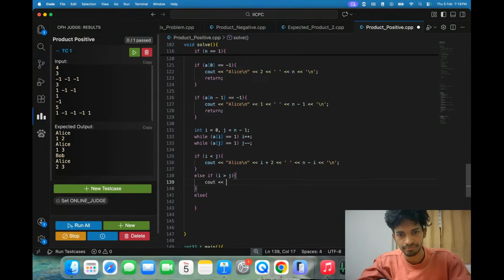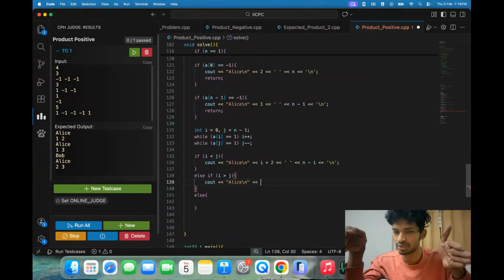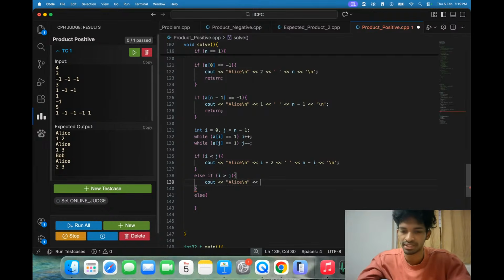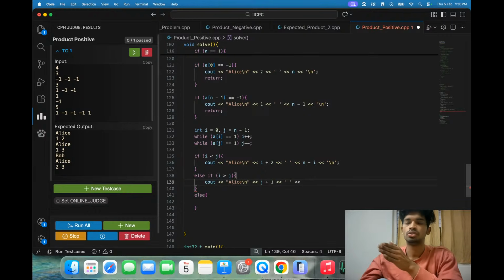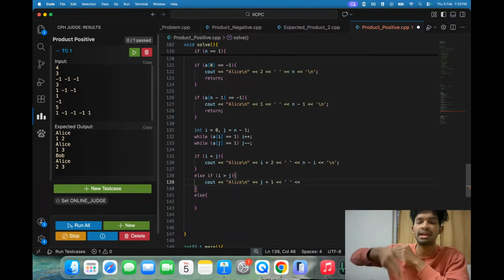Here, j is number of ones. So you have to remove that many j's. So it will be j plus 1. Okay? You will remove everything. So you have j ones here. So this is n minus j. N minus j minus 1.